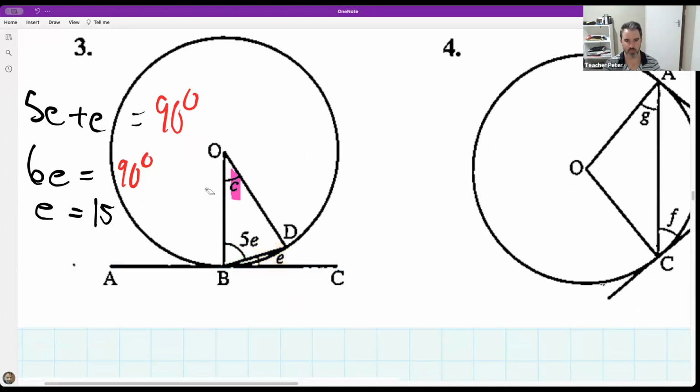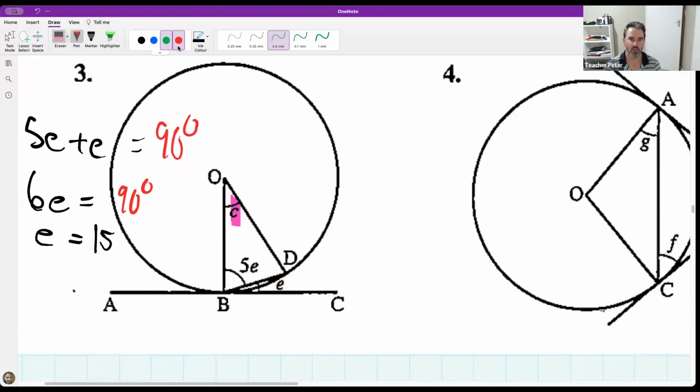So let's get rid of all this. We now know that this is 15, and this is 5 times 15, so that's 75. And that's good news because together that's 90. Now I have to find what c is. Now, what is lurking again in the drawing that can help us?